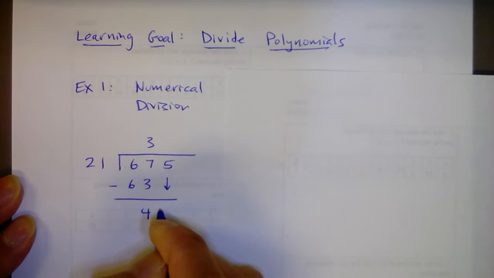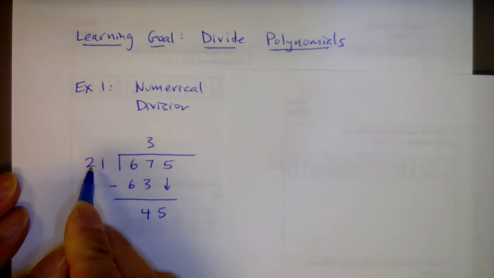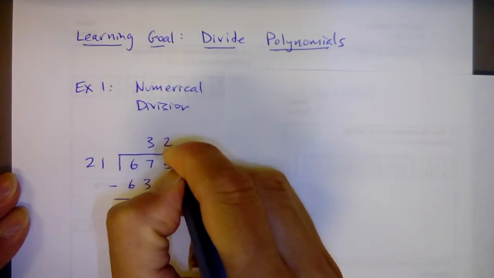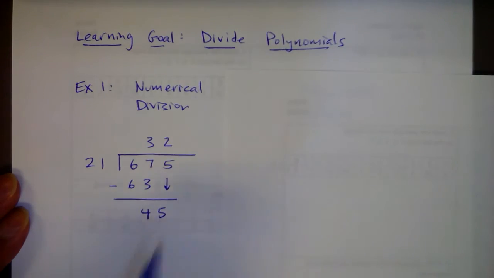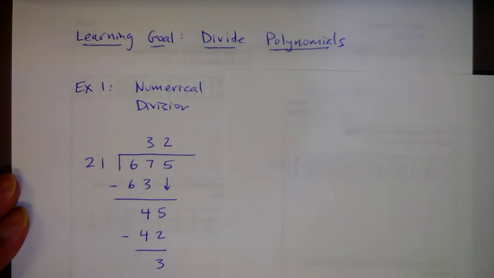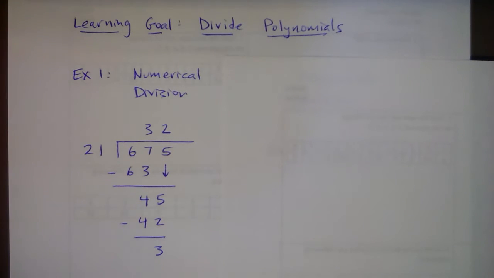Then we'll drop the 5 here to make 45 and ask how many times 21 goes into 45, and that is going to be a 2. Then take that 2, multiply by 21 and get 42. Subtract and get 3 as the remainder. Go ahead and stop the video and review this division problem with your neighbor.